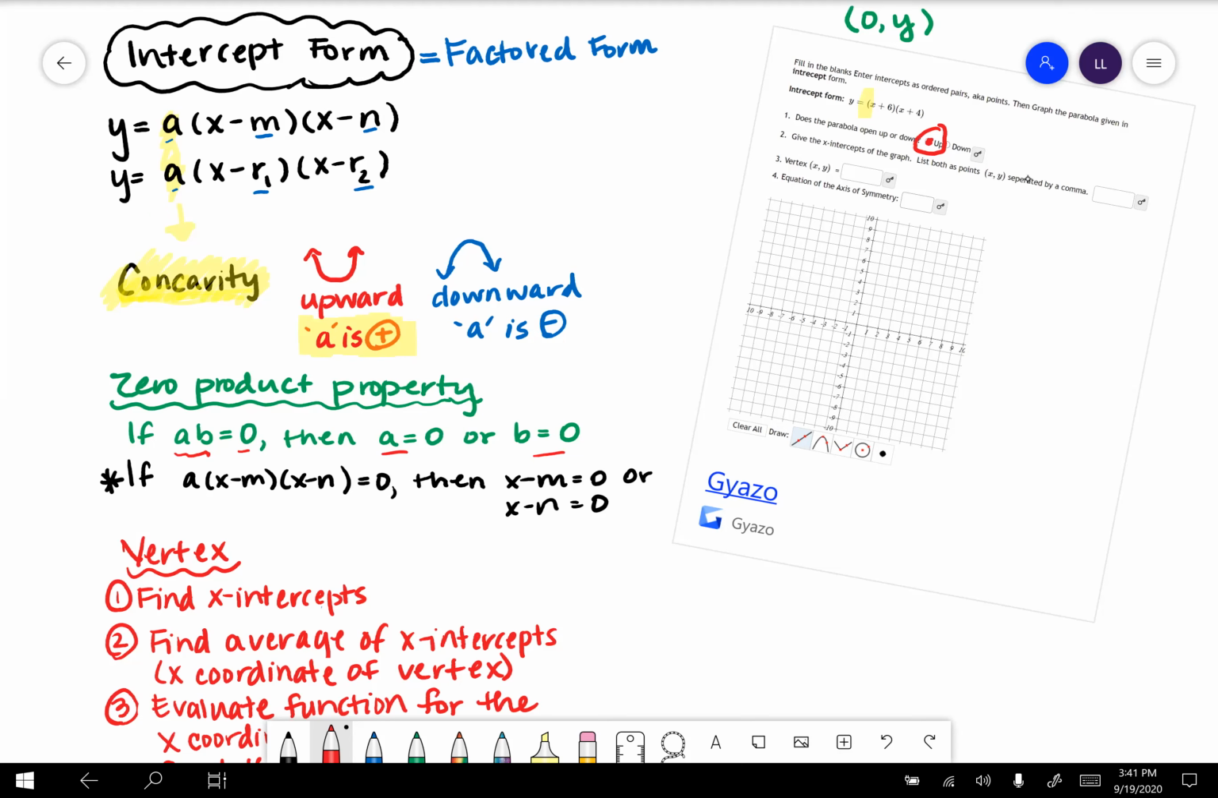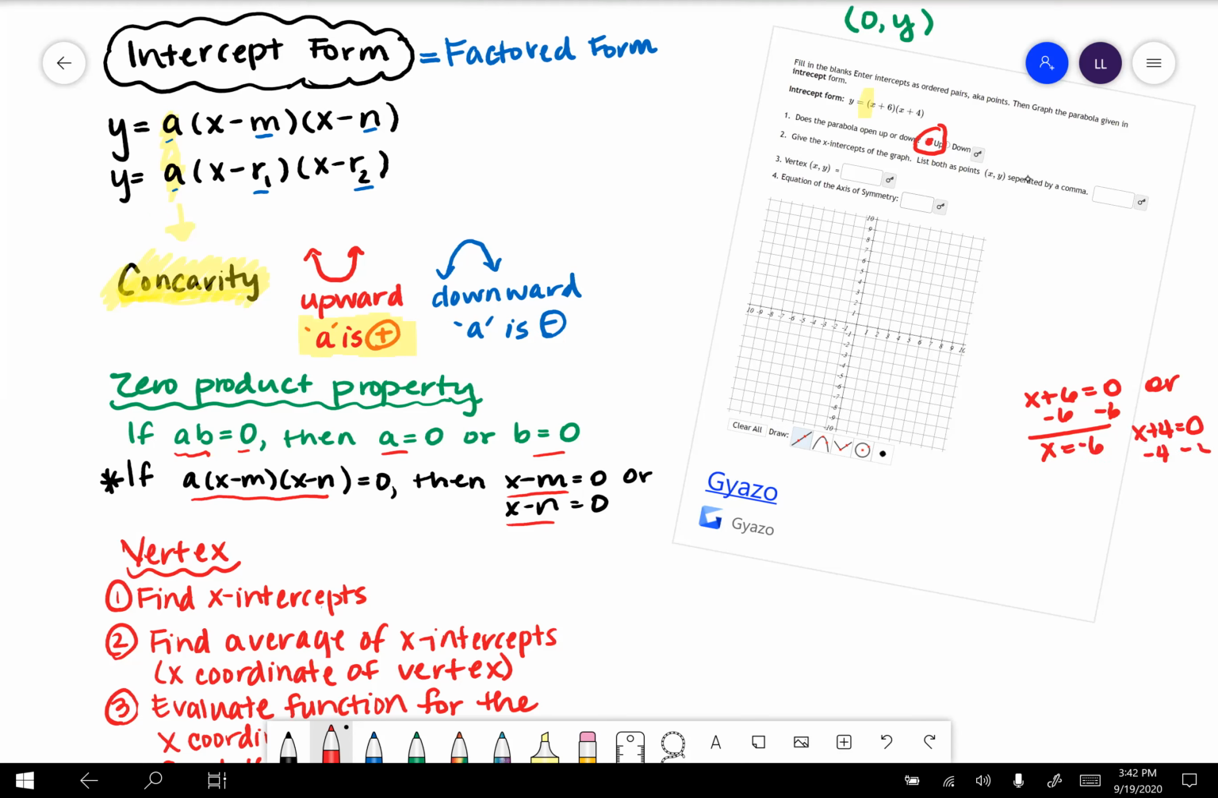Well, Ms. Lawrence, what does that mean about this situation here? Well, here I have these factors, and I'm saying that they're equal to 0. That means that x minus m is equal to 0 or x minus n is equal to 0. So what I need to do here is say x plus 6 is equal to 0, or x plus 4 is equal to 0, to find the zeros. So solve the one-step equation.